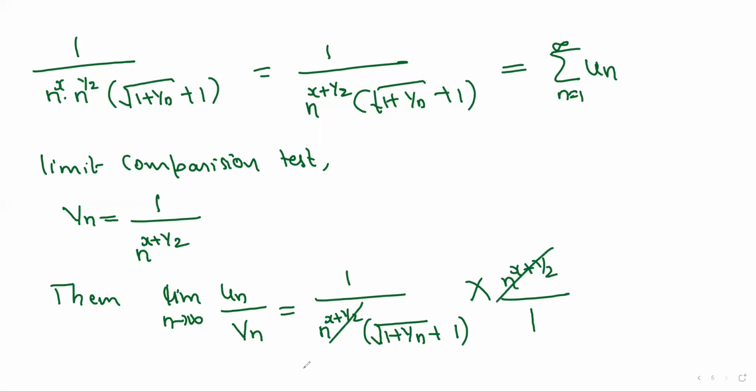These two terms will get cancelled. As n tends to infinity, 1 by n tends to 0, so this term tends to 1, and 1 plus 1 is 2. Therefore, limit of un by vn as n tends to infinity is 1 by 2, which is not equal to 0. Then by the result of the limit comparison test, both the series either converge or diverge simultaneously.